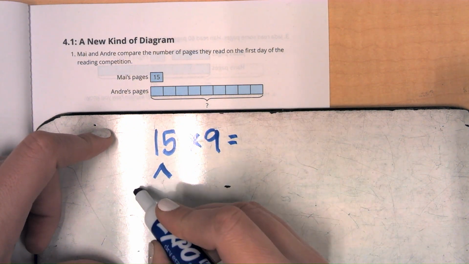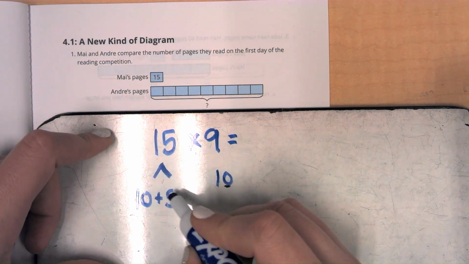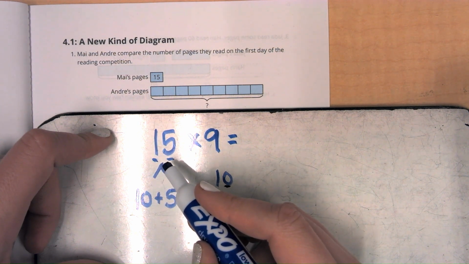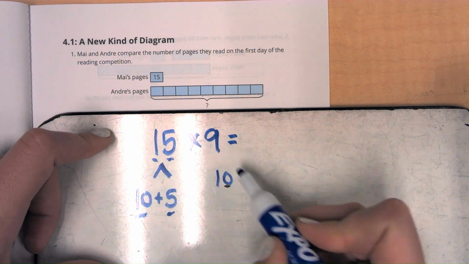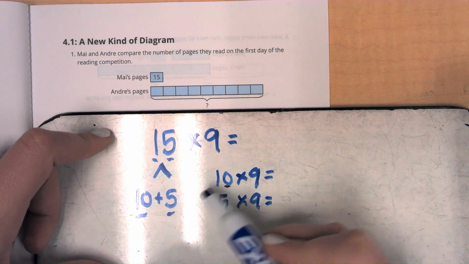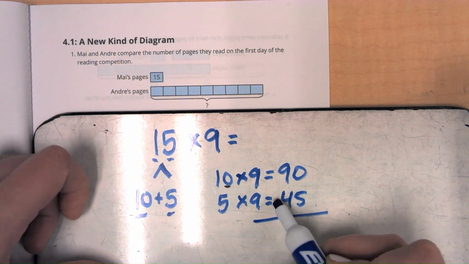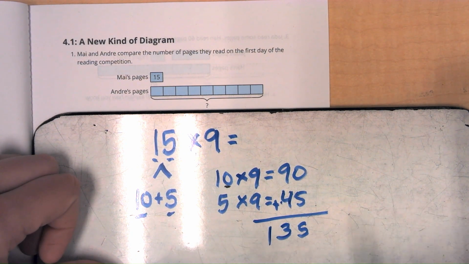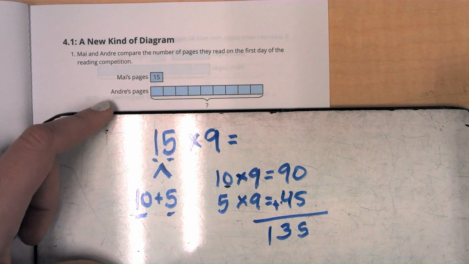One way that my students have been doing this, which is excellent, is taking that 15, splitting it into its place value. This 1 is in the tens place, so it's a 10, and this 5 is in the 1 place, so it's a 5. 10 times 9 and 5 times 9. We're going to do these things separately. This is 90. This is 45. Add these things together, 9, 10, 11, 12, 13, and we're going to get 135. Andre has 135 total pages.